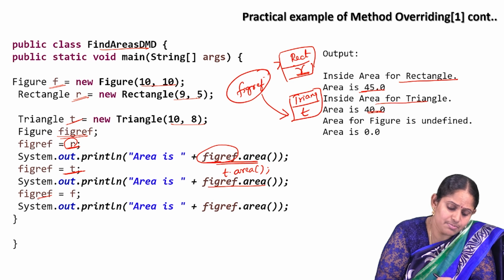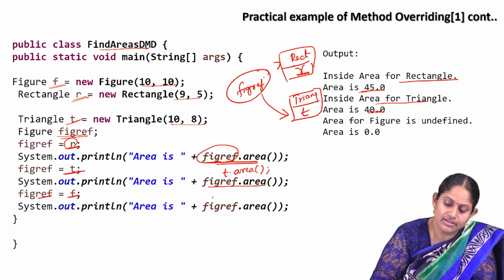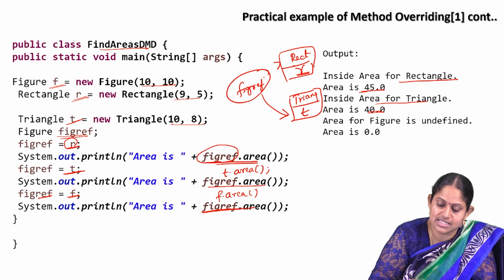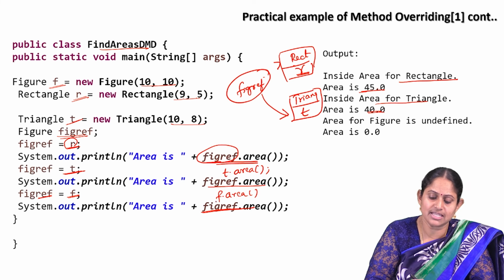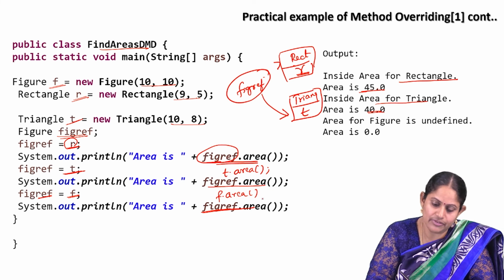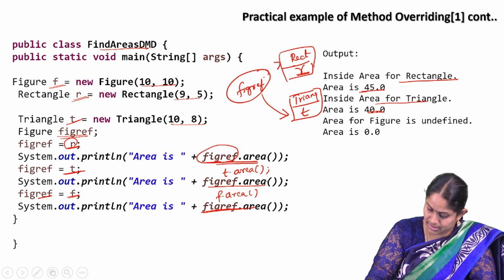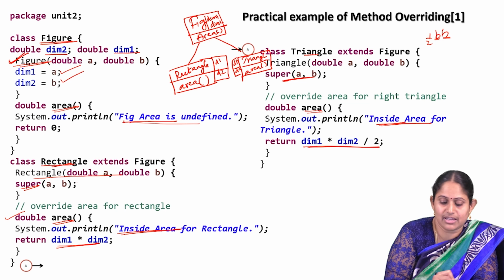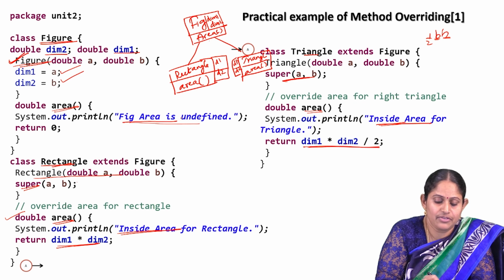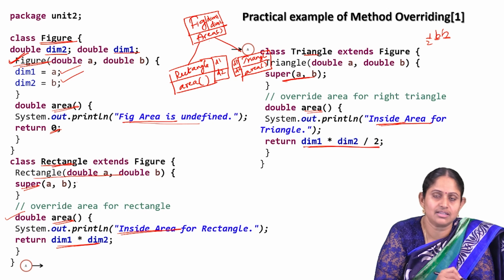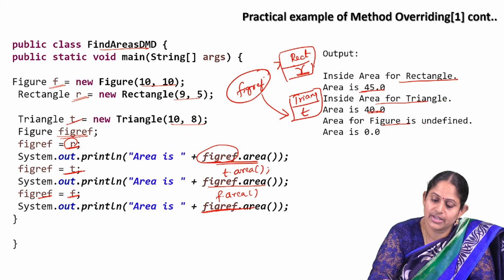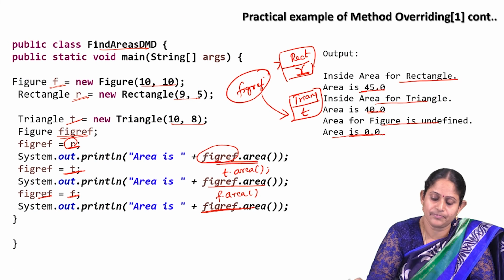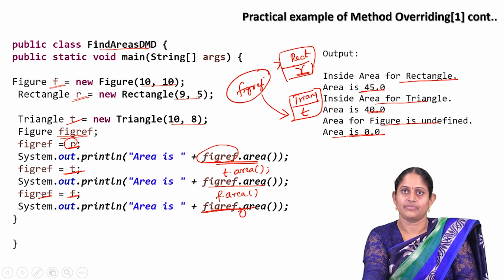Now figure is pointing to F, which is the parent class, and this is invoking figure.area. So even if you call it like this, it is basically calling f.area. So inside the figure's area, we are implementing the area as figure area is undefined and it is returning 0. So you get figure area is undefined and the value will be 0.